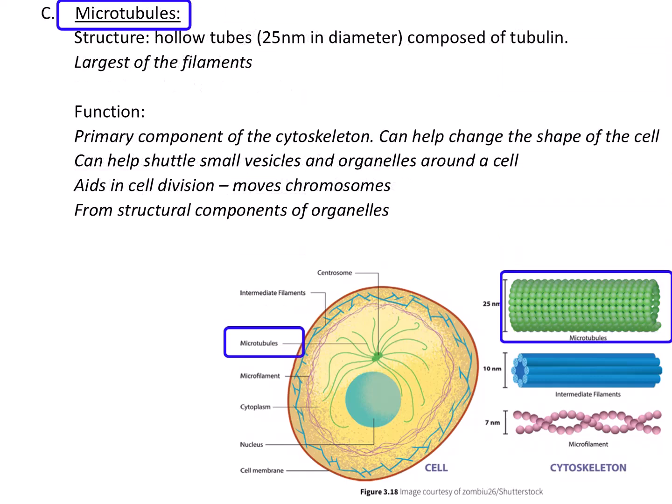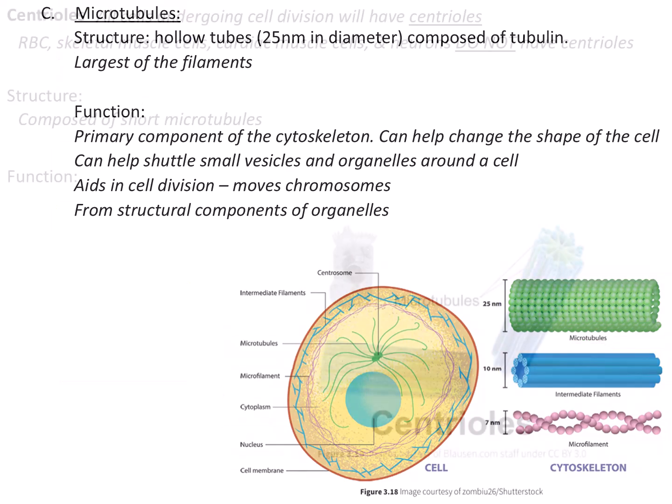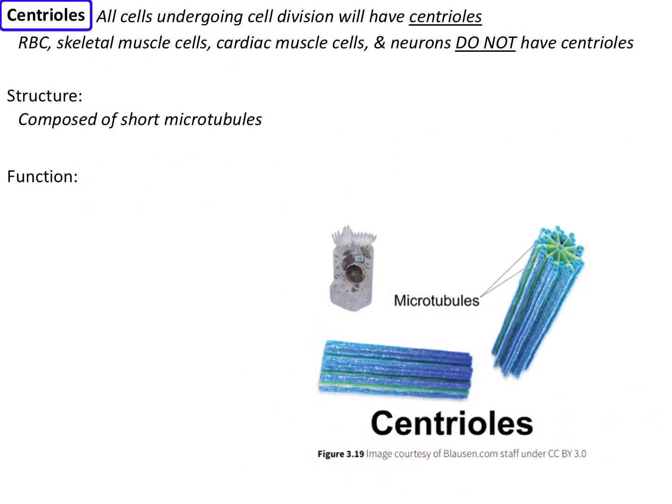The third type of cytoskeletal structure are microtubules. Microtubules are hollow tubes about 25 nanometers in diameter, and they are composed of tubulin proteins. These are the largest of the filaments and have many functions. They are the primary components of the cytoskeleton. They can help change the shape of the cell. They can help shuttle vesicles and organelles around the cells through tiny molecular motors that walk along microtubules carrying organelles on their backs. They aid in cell division by moving chromosomes, and lastly, they form the structural components of some of our organelles.